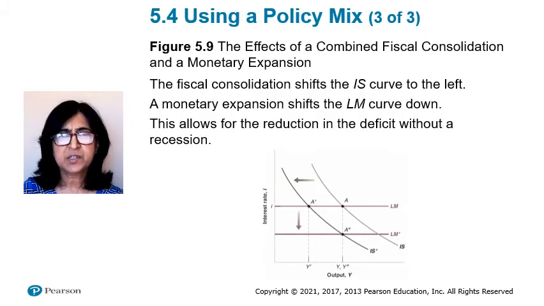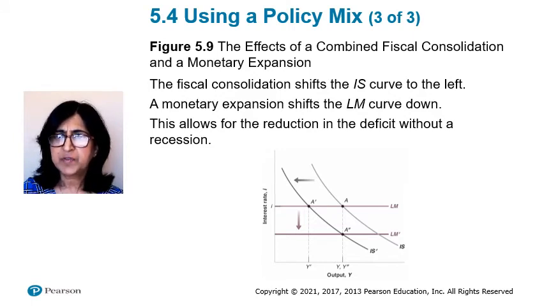The effects of a combined fiscal consolidation and a monetary expansion, using the two policies in opposite directions. Figure 5.9 shows the effects of a combined fiscal consolidation and a monetary expansion. The fiscal consolidation shifts the IS curve to the left. Economy moves from A to A prime. Output falls from Y to Y prime.